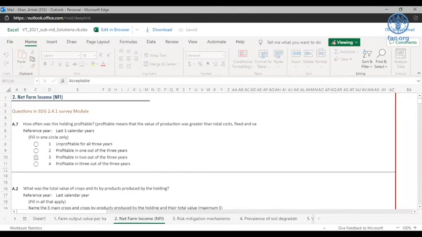So I think if you are planning on administering your agriculture survey in the coming months, it may be the right time for you to integrate these questions into your agriculture survey for you to be able to report on the indicator.